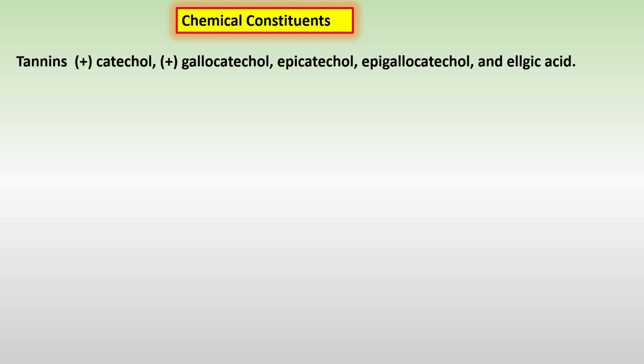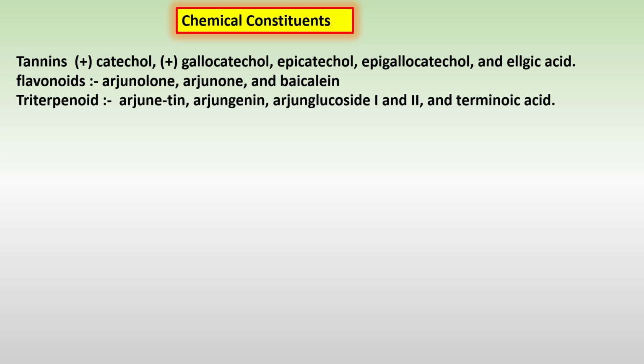Chemical constituents: tannin, dextrorotatory catechol, dextrorotatory gallocatechol, epicatechol, epigallocatechol, and ellagic acid. Flavonoids are also present in Arjuna: arjunolone, arjunone, and bethalin. Triterpenoids: arjunetin, arjungenin, arjunglucoside 1 and 2, and terminic acid.